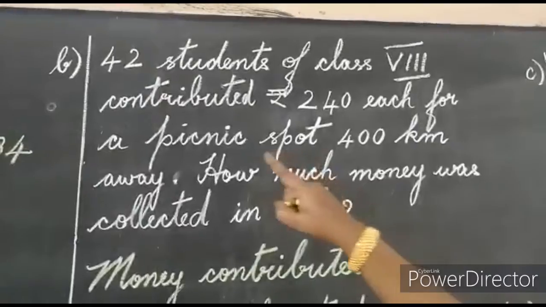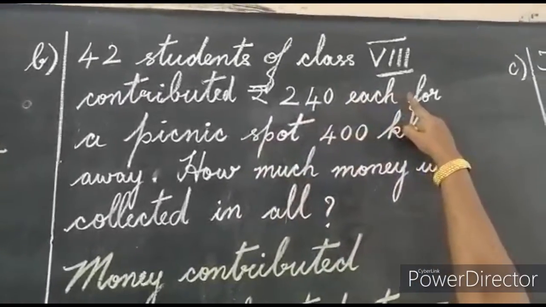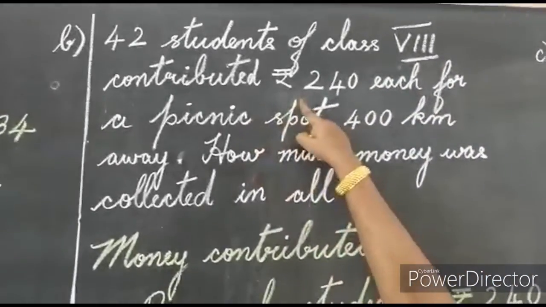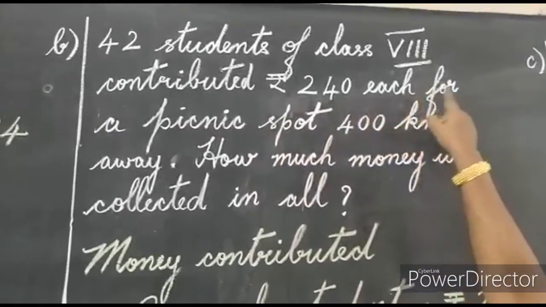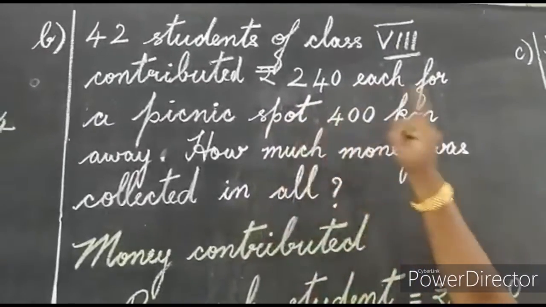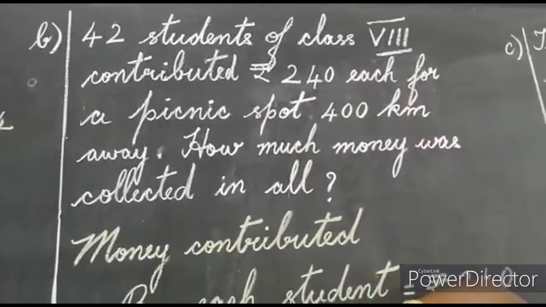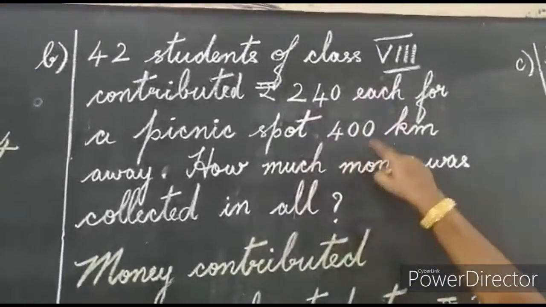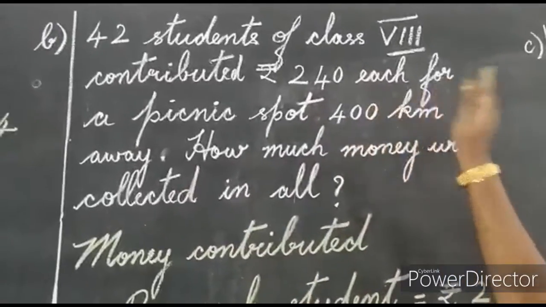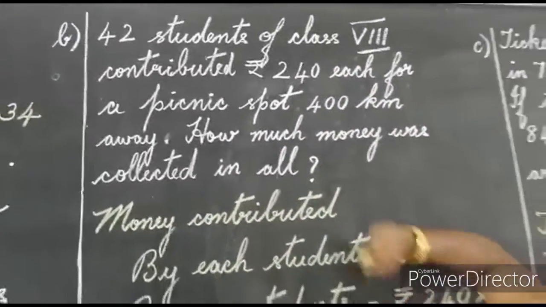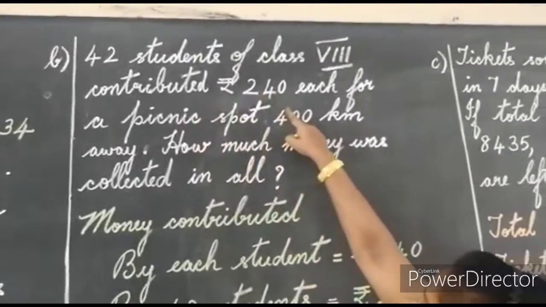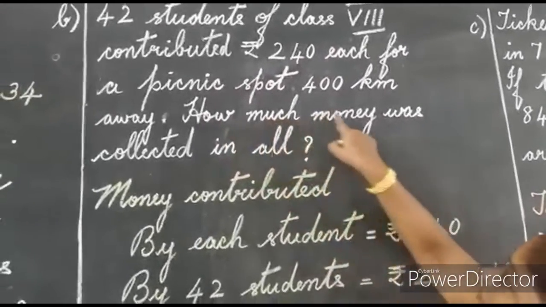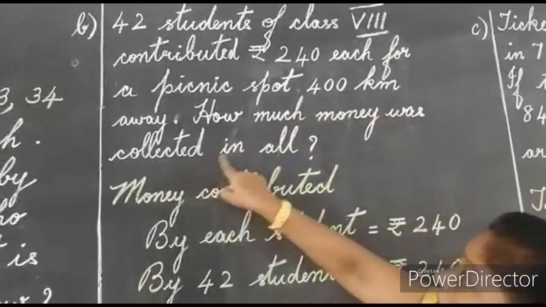B sum. 42 students of class 8 contributed rupees 240 each for a picnic spot. So students are taken for a picnic and each student had to give rupees 240. 400 kilometers away. We don't want to know where they are going, how many kilometers they are traveling. We just have to see 42 students are going for a picnic and each one paid 240. Then the question asked is, how much money was collected in all?